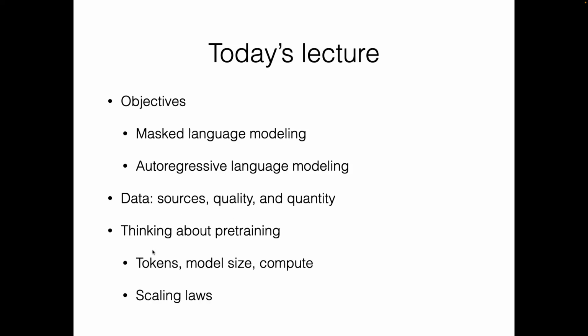And then time permitting, we'll go over some different ways for thinking about pre-training. There's a really useful way of thinking about pre-training in terms of the amount of compute that's used to pre-train the model. And that turns out to relate to the number of tokens that you're pre-training on, and also the size of the model.